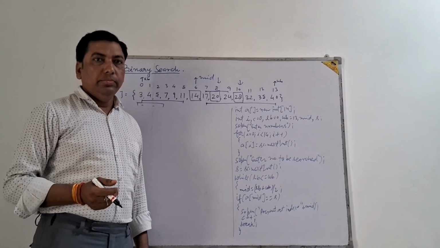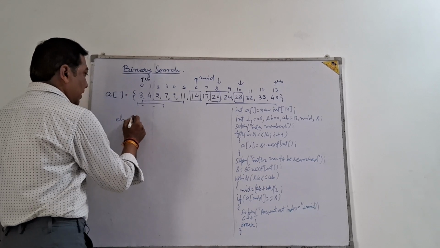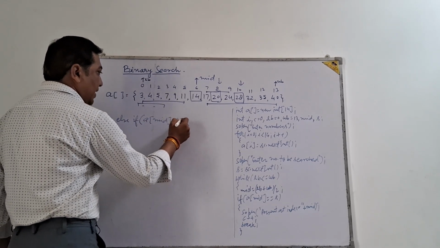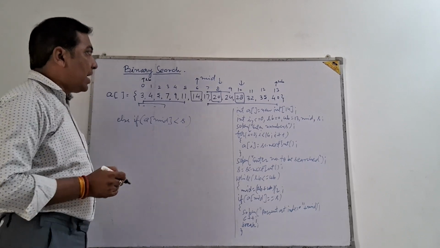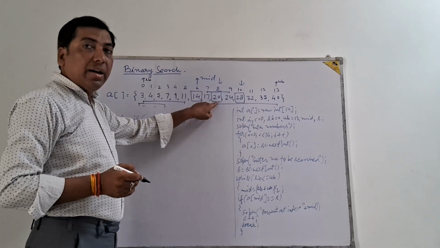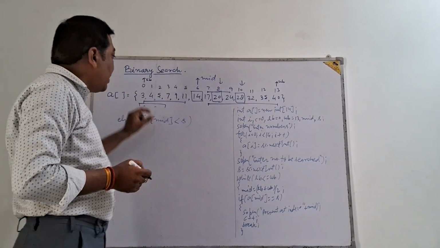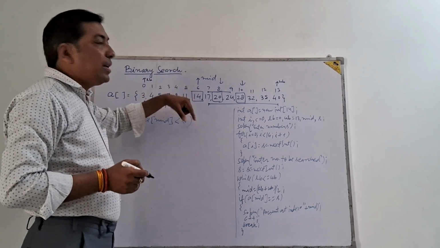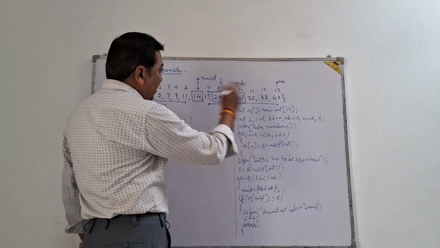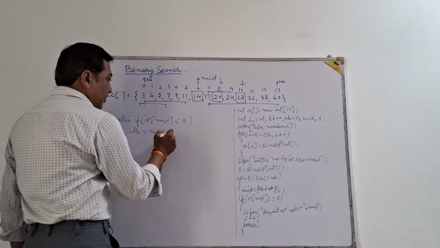After that, another condition: else if a[mid] is less than S. That means, like here you have seen, we are searching 20 and a[mid] is 14. That means we have to go right side. So when the middle element is smaller than the searching element, we have to go right side. So how do we go right side? By changing the lower boundary. Lower boundary will become mid plus 1.